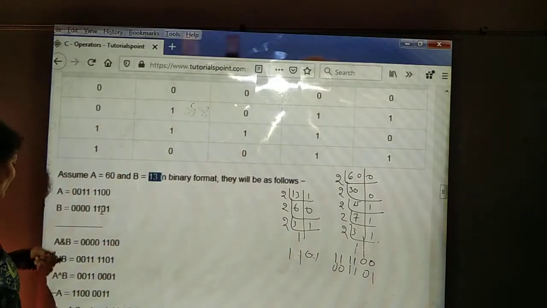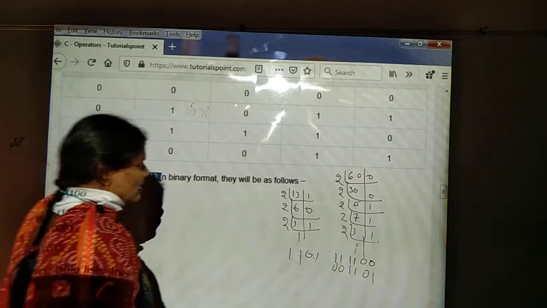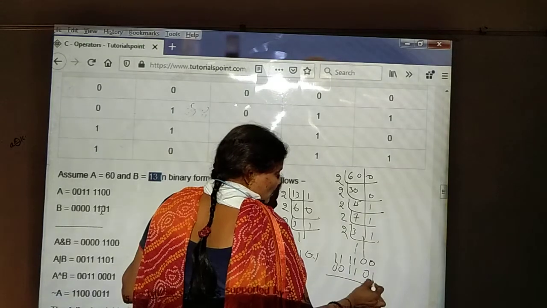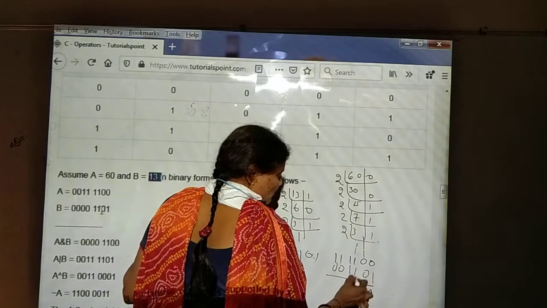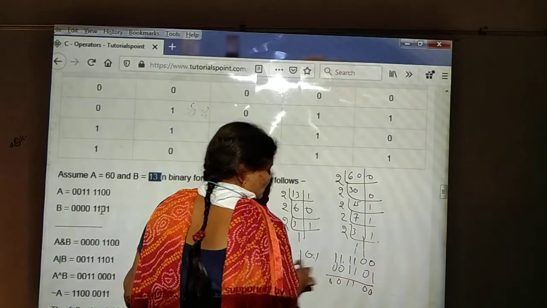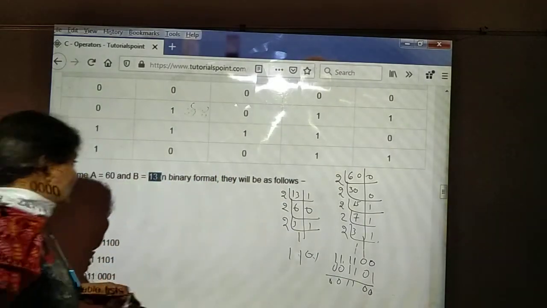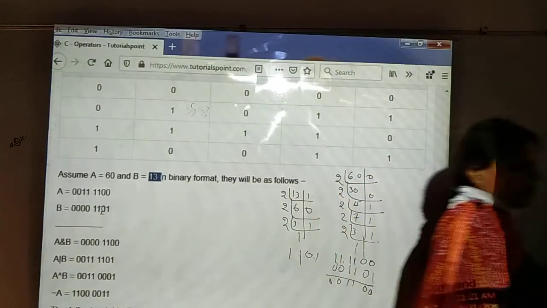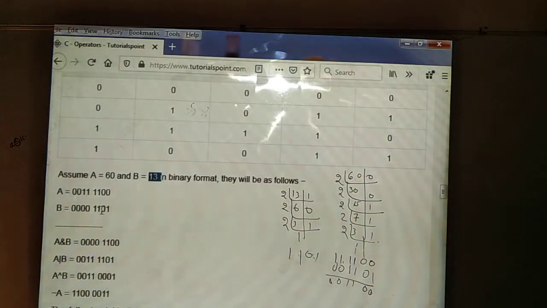Then again we need to perform which operation? The AND operation. What is the AND condition? If both the operands are true, then you will get true. Here both the operands are not true, so we get 0 0 1 1 0 0. In this way we perform the bitwise AND operation, and the OR operation and XOR operation also. That is the way to calculate with the bitwise operators.